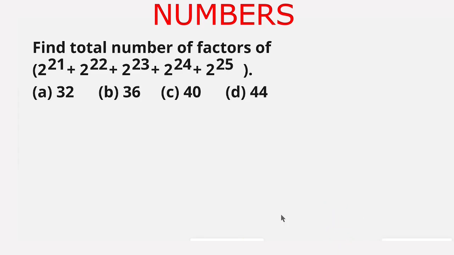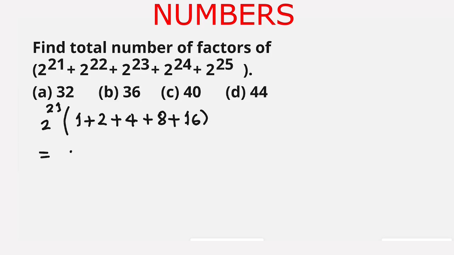We can write this number by taking 2 to the power 21 common from the given number, and it leaves inside the bracket 1, plus, if we take 2 to the power 21 from 2 to the power 22, the value remaining is 2, plus when we take out 2 to the power 21 from 2 to the power 23, it will be 2 to the power 2, and 2 to the power 2 is 4, plus we take 2 to the power 21 from 2 to the power 24, then we have 2 to the power 3, and 2 to the power 3 is 8, plus when we take out 2 to the power 21 from 2 to the power 25, the quantity remaining is 2 to the power 4, and 2 to the power 4 is 16.